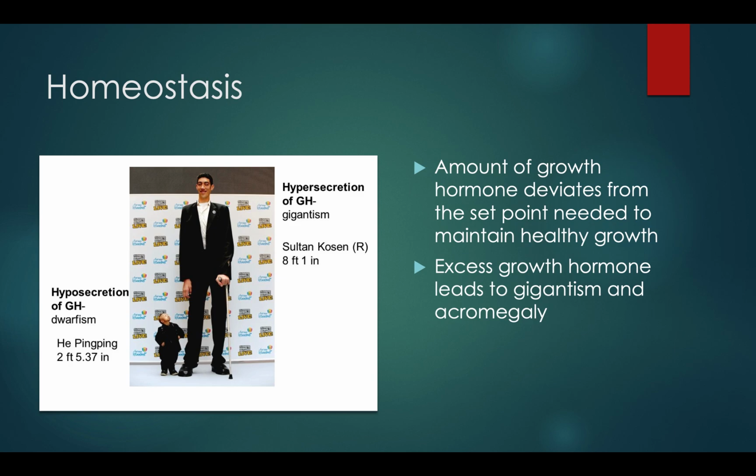There could also be a deviation from the set point in the opposite direction. If there is an excess growth hormone production, this can lead to gigantism and acromegaly, or the enlargement of hands and feet. This image depicts 2 individuals who are known as the world's tallest man and the world's shortest man. He Ping had a growth hormone deficiency, and Sultan Kosen had an excess of the growth hormone. So you can see a very large difference between the 2.